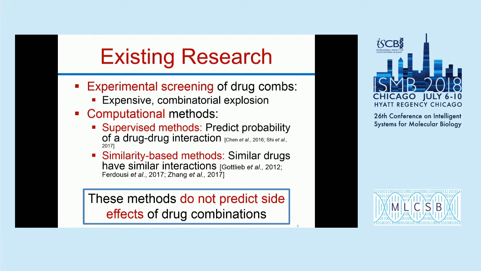To address this combinatorial explosion, many computational methods were developed, and roughly we could categorize them into classification-based methods versus similarity-based methods. They either take known drug-drug pairs as positive examples and random drug pairs as negative examples and form a classification task, or they score similarity between drugs based on various types of evidence. However, all these methods don't really predict side effects of drug pairs. What they predict is the probability that the pair of drugs will interact, meaning that we will see some effect that is beyond additive effect. So they do not really predict side effects, which is what we would like to do here.